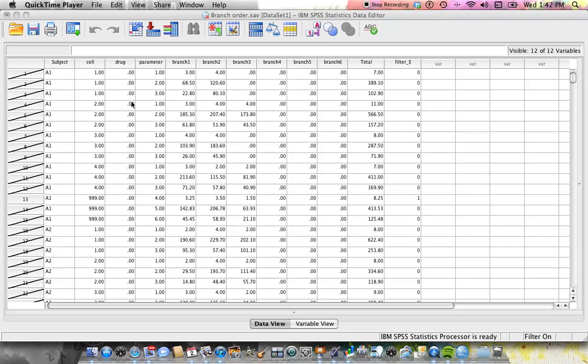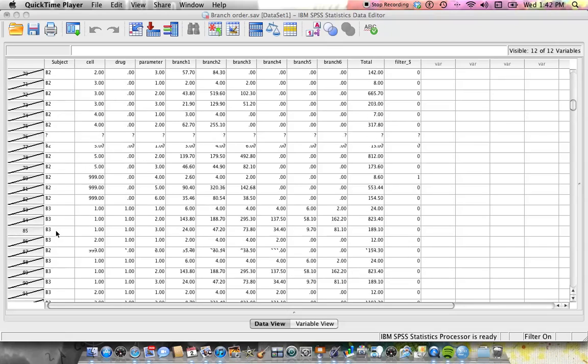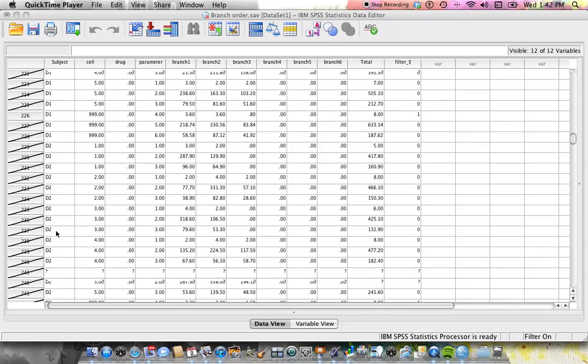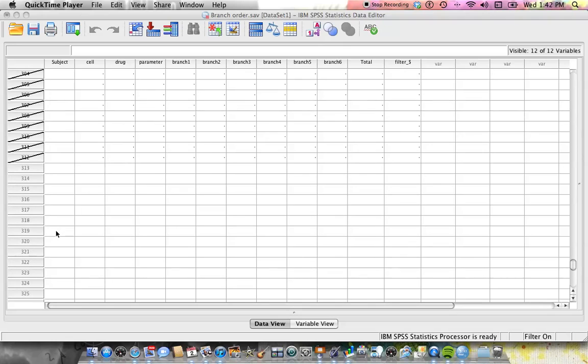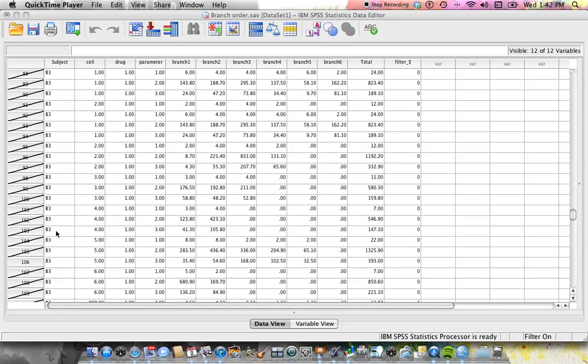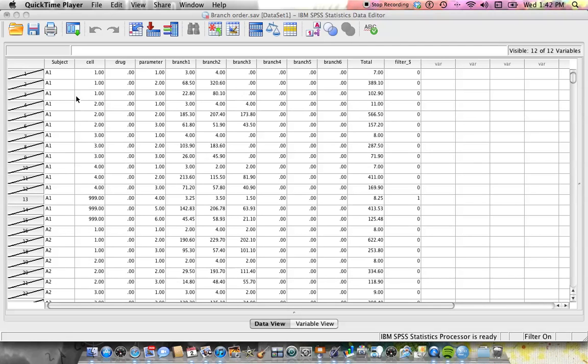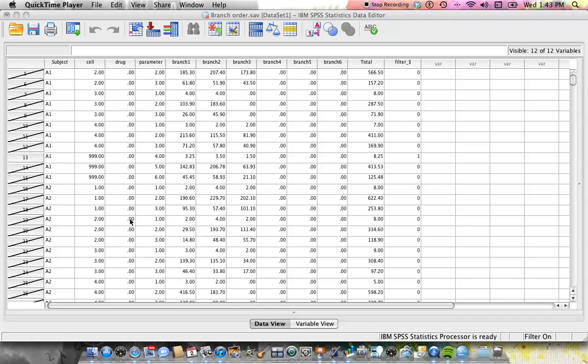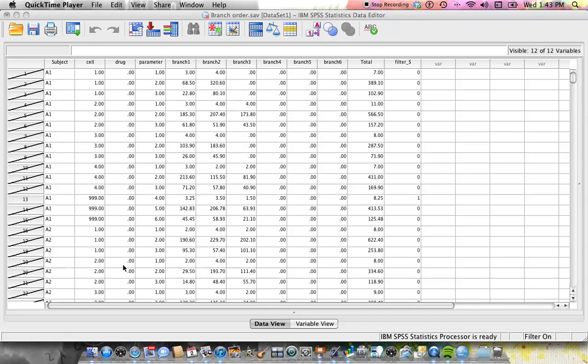So when we look more at my data, all the subjects are numbered and identified in the subject column. So we've got A1, A2, and then it goes all the way down to E4. And then each subject is identified as receiving either saline, which would be 0, or nicotine, which is a 1.